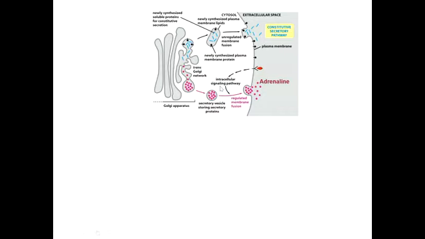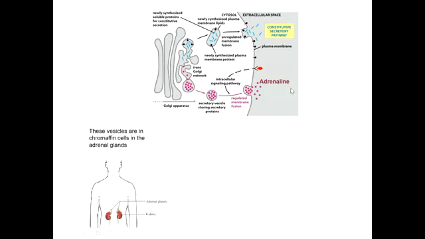If this is a cell that's secreting adrenaline, what actually happens is that the cell builds up a supply of adrenaline inside of it in vesicles so that it's ready to release those very quickly, because as you know, the flight or fight response is very fast. And so these vesicles basically hang out near the cell membrane, and when they're stimulated, they release the adrenaline. And that happens, as I mentioned last time, in your adrenal glands located here, right near your kidneys. So these vesicles are in chromaffin cells in the adrenal glands.